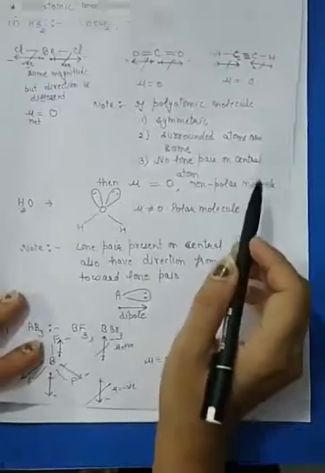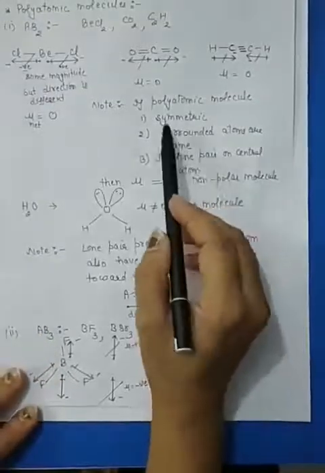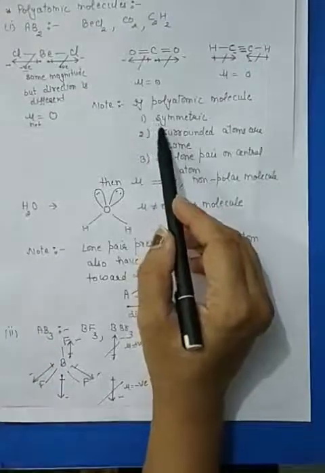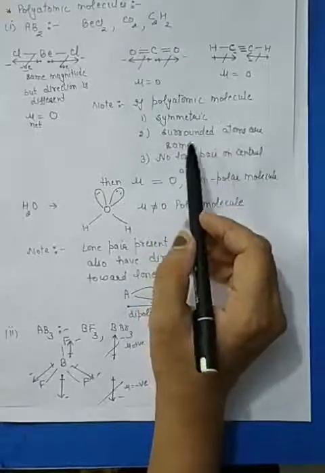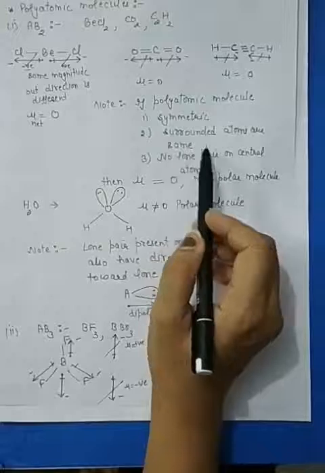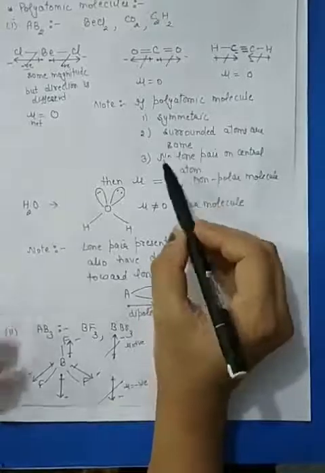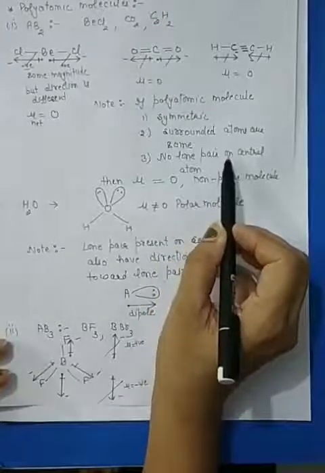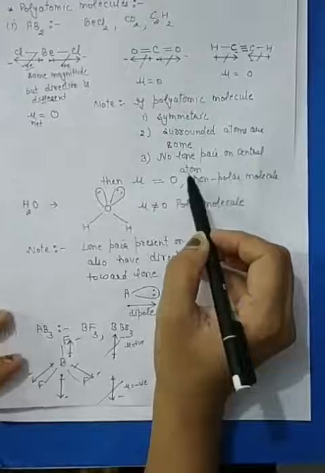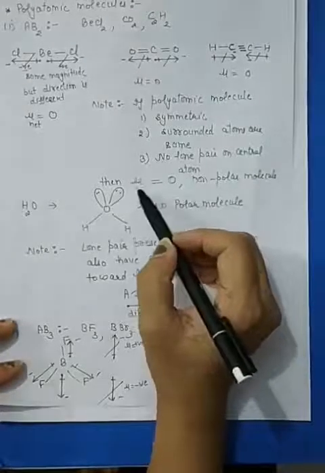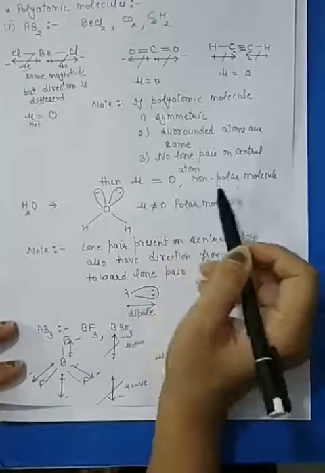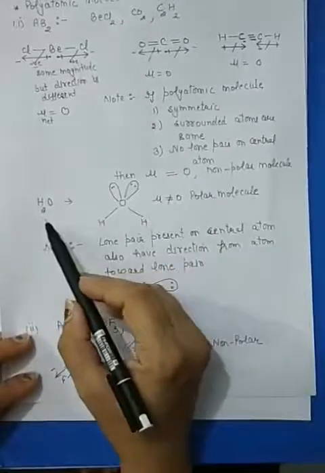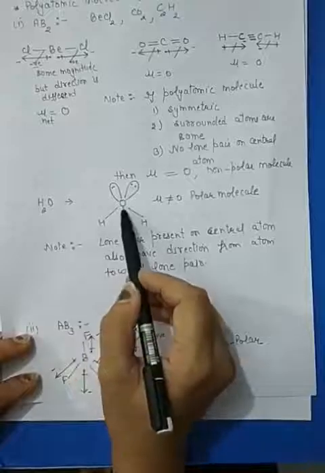But if our molecule is unsymmetrical, surrounded by different types of atoms, and has one or more lone pairs on the central atom, then for such a molecule mu is not equal to 0. Hence it becomes polar.